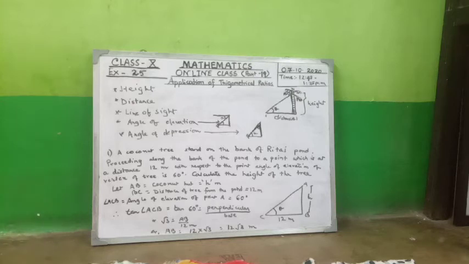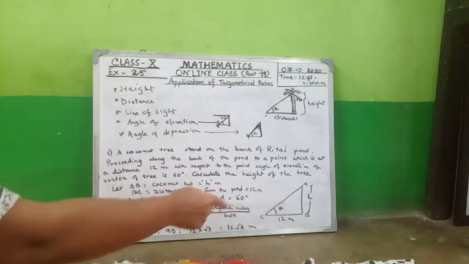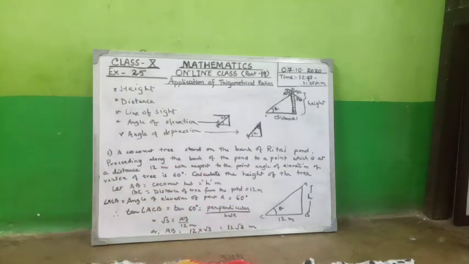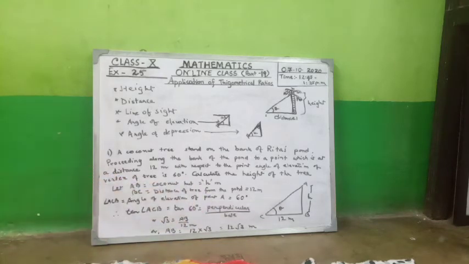BC is the distance of the tree from the pond. So BC, I am standing over here, that is 12 meter apart from the tree. From here I am watching the coconut tree. What angle of elevation am I creating? I am creating angle of elevation 60 degree. So obviously angle ACB is equal to theta, which is 60 degree.